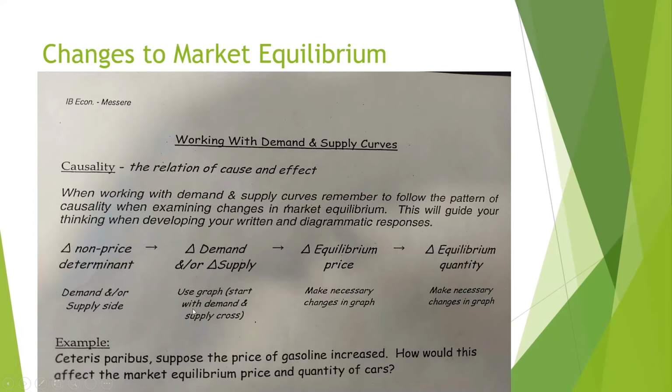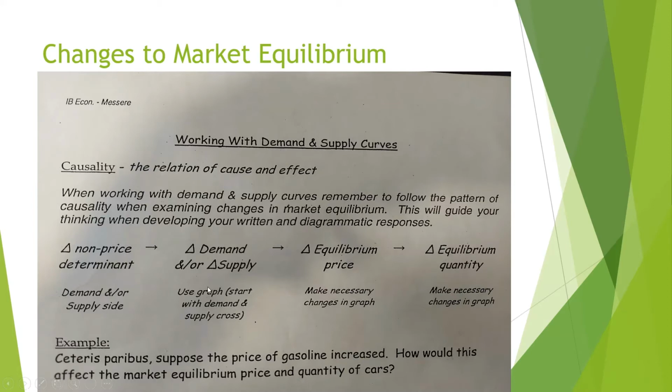So you would want to draw a supply and demand graph of cars, the market for cars, like before all this happens. I don't have a picture of that, but it's just a simple supply and demand graph with the supply of cars and demand of cars intersecting at an equilibrium price and quantity.